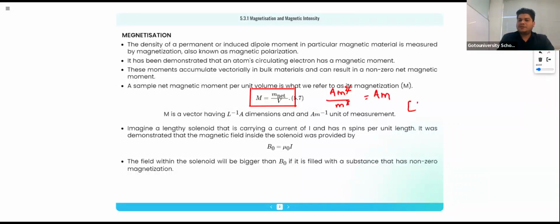Meter means L to the power 1, ampere means A to the power 1. Sorry, it's ampere per meter, so the dimension is L to the power minus 1 and A to the power 1. So it has this unit and this dimension. Similarly, for magnetic intensity, state the formula. First, what was the formula for magnetization? Magnetization is the ratio of net magnetic dipole moment to volume of material, and I also explained conceptually the meaning of magnetization.